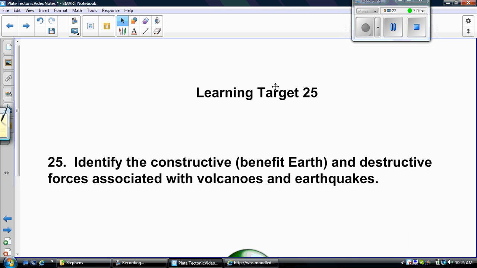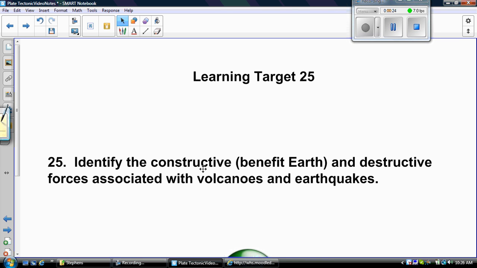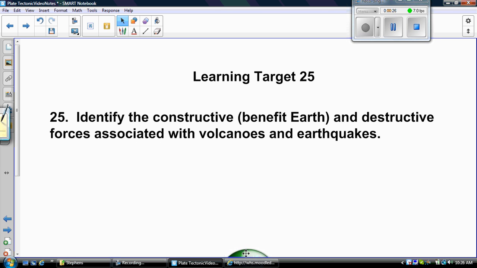So this is our learning target 25. Identify the constructive, these are things that benefit the Earth's surface, and destructive forces, these are things that do not benefit the Earth's surface, associated with volcanoes and earthquakes.